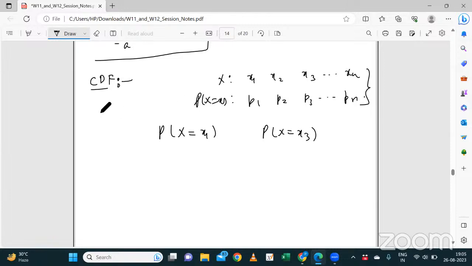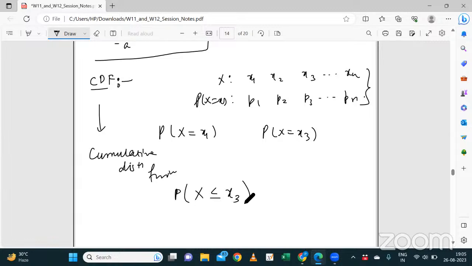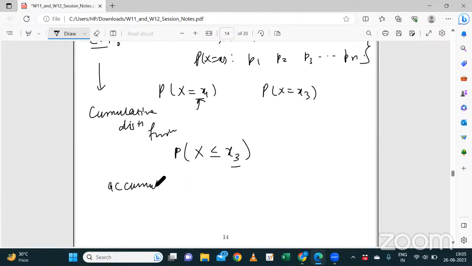Now, what is the CDF? If you go to the full form, it says cumulative distribution function. So why has this CDF been introduced? Suppose I'm asking, what is the probability x will take a value less than or equal to x3? Rather than being interested in a single point, I'm interested in an interval, the probability till x3. Basically we are accumulating the probabilities till x3, correct or not? Yes, sir. So that is the name cumulative, we accumulate the probability till x3.